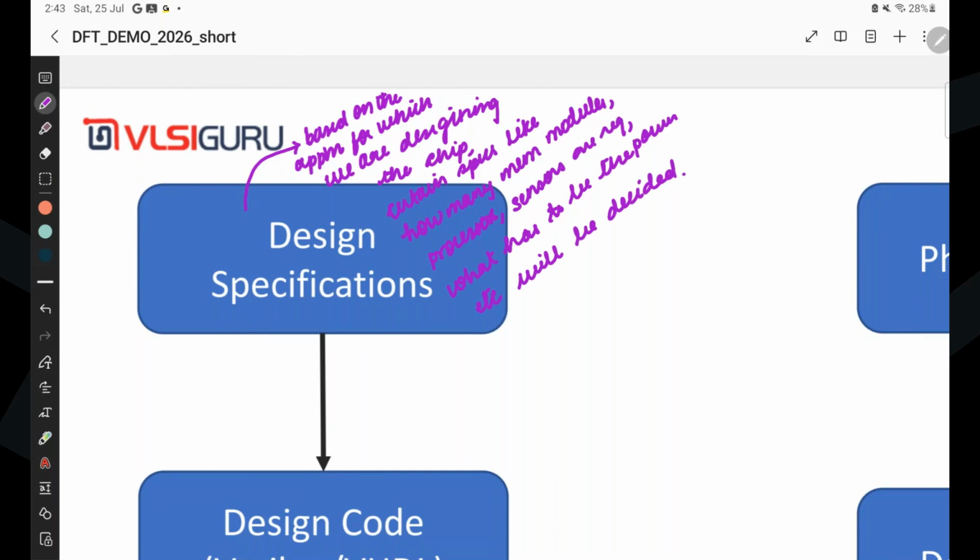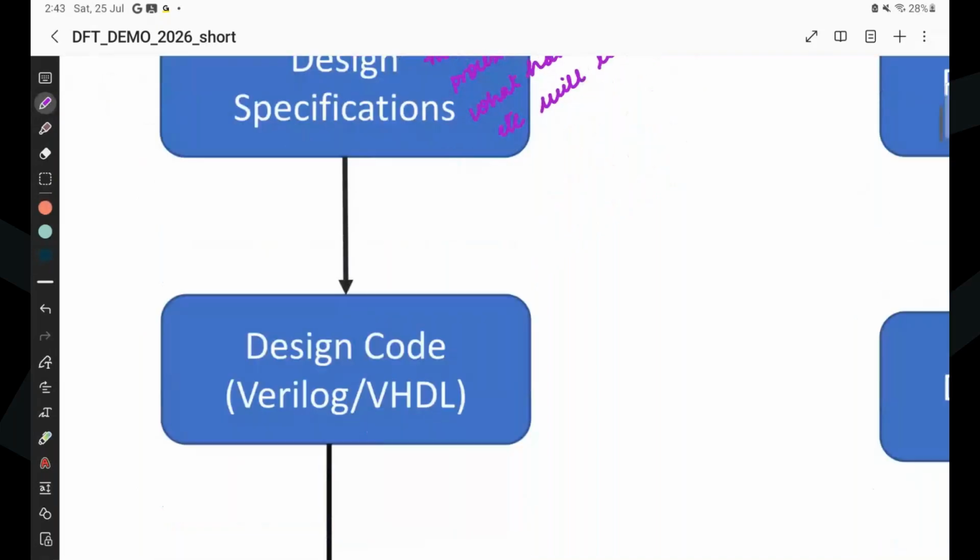Okay, so in the design specification stage, based on the application for which we are designing the chip, certain specifications like how many memory modules, processors, and sensors are required, and what the power has to be, will be decided during the design specification stage. Now, after the design specification stage, we have the design code stage.